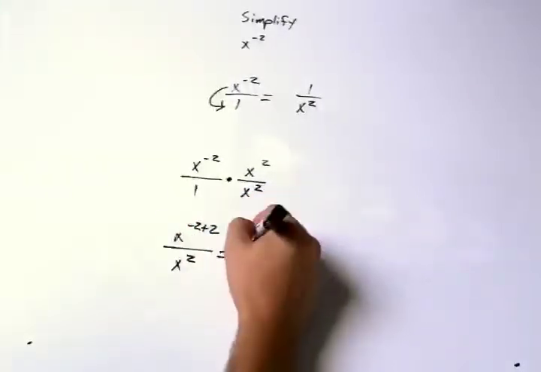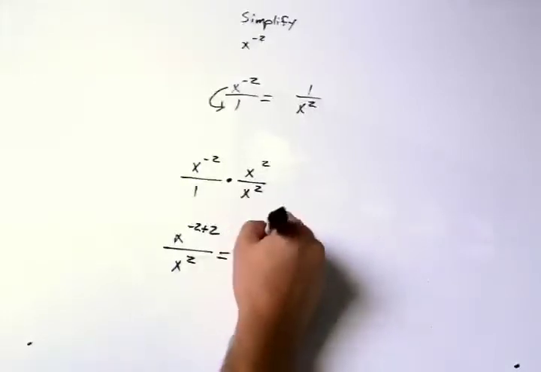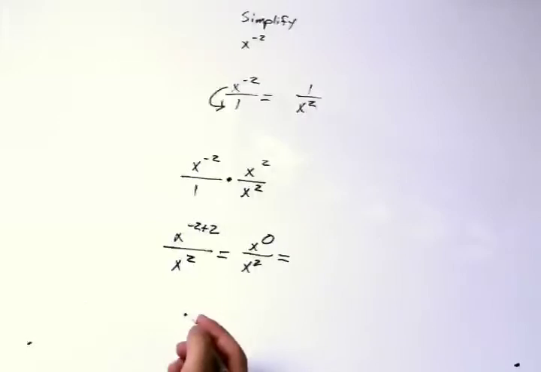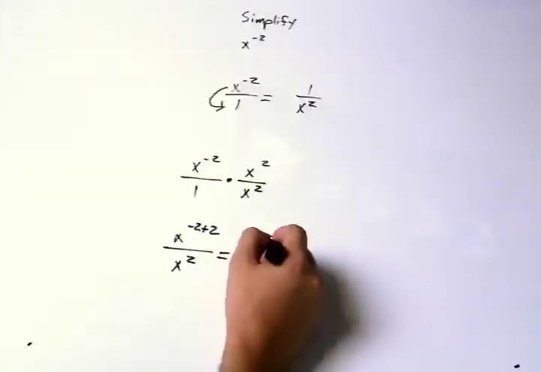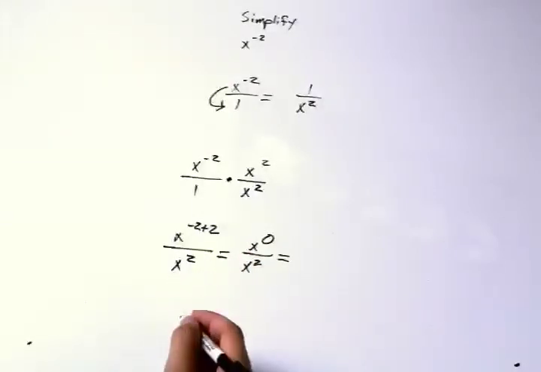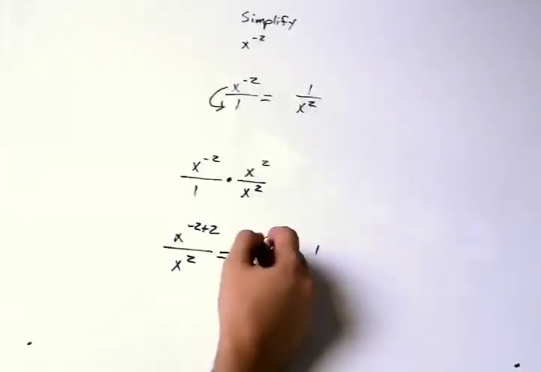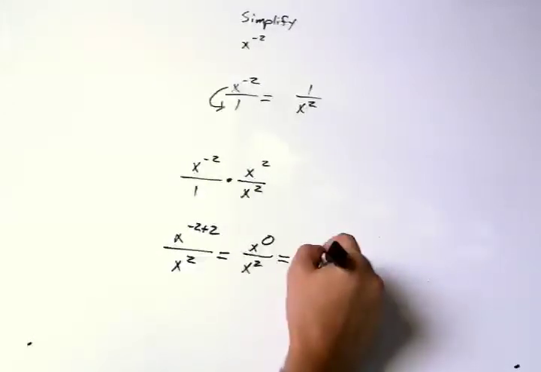2 minus 2 is gone, meaning x to the 0 power over x squared. And so long as x is not 0, meaning I can't divide by 0 or 0 cannot be raised to the 0 power, that would simplify to be 1, because any number raised to the 0 power is 1, over x squared.